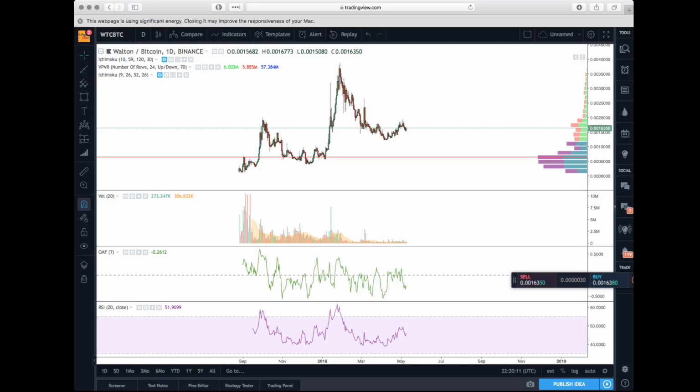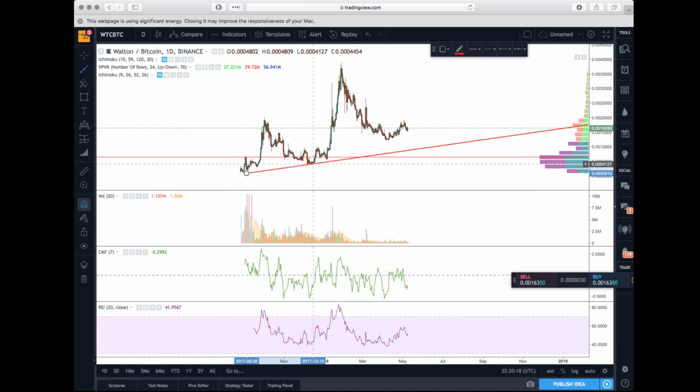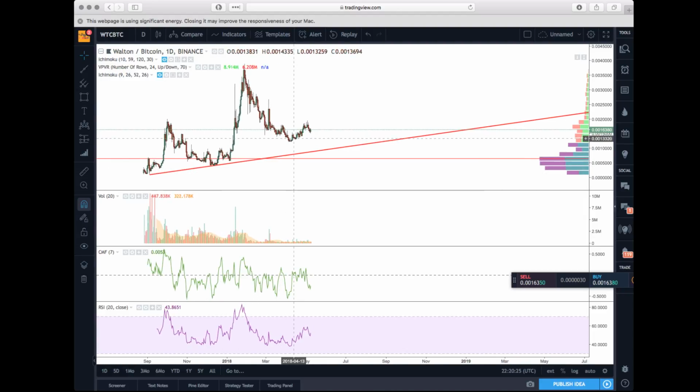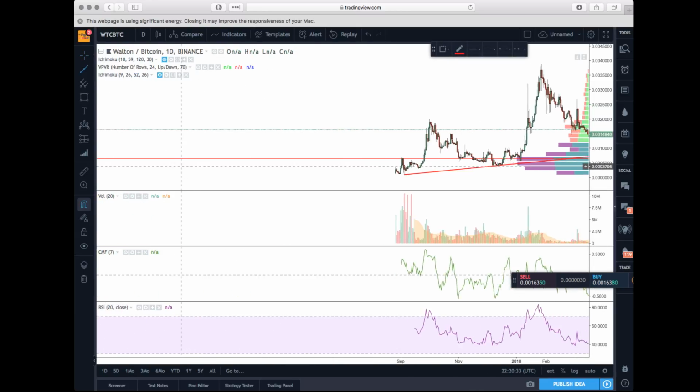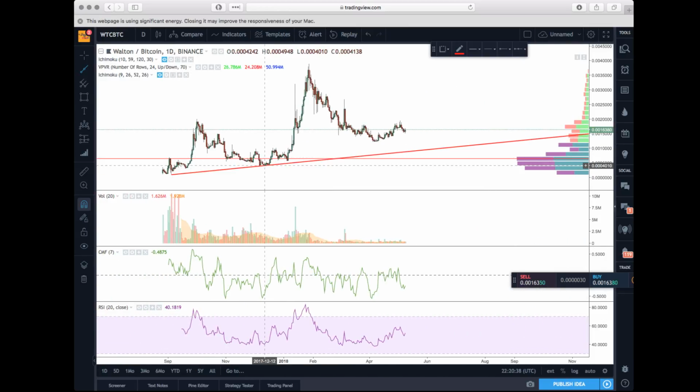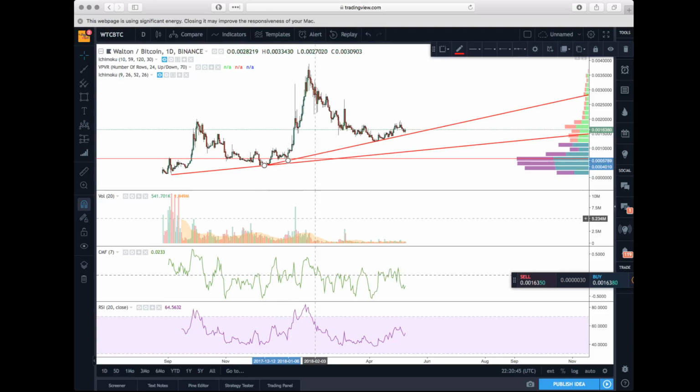So let's see. Okay, let's draw these lines. So we've got the magnet mode on. We've got the ray on. Let's check this out. What do we got here? Okay, so that's the lower support for price, but obviously it did create this kind of higher angle recently. So let me see if I can, I'm going all over the place here. Let's see if I can draw that. Perfect.